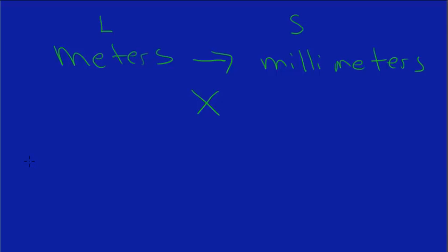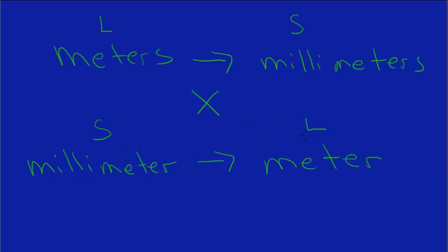Okay, now let's do the opposite. Let's do millimeter. And now we're going to meter. Okay, so this time we're going smaller to larger. And again, you should be doing those hand motions with me at home. When you're going smaller to larger, you are dividing. So when you're doing these, you need to find out first what operation you're doing. And then next you need to know about your conversions.